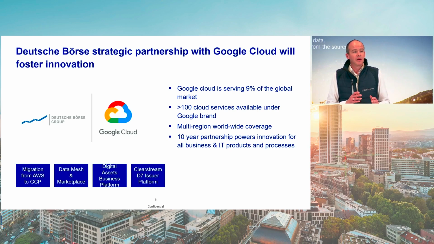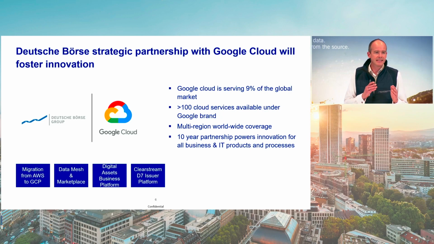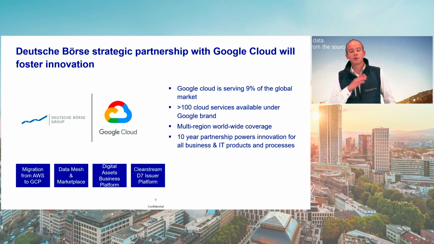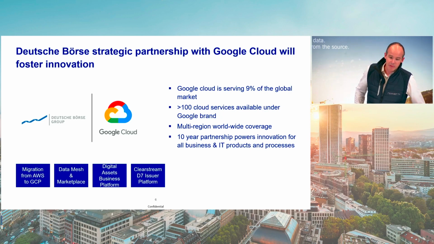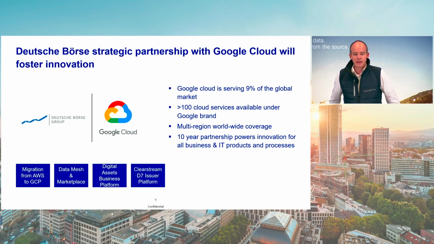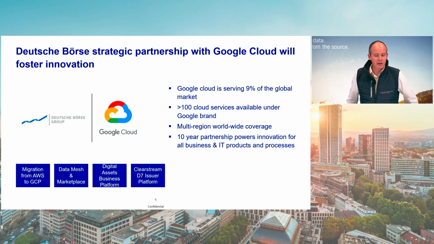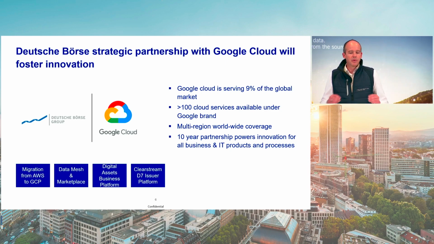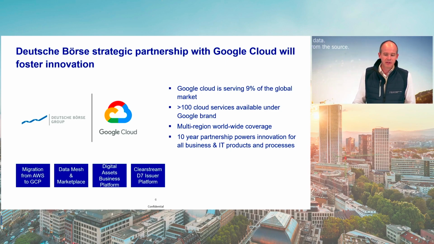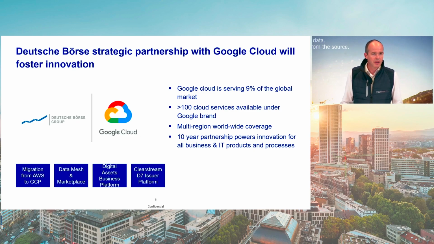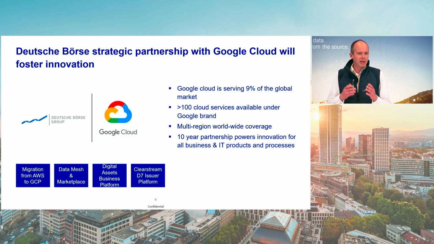We touched on that already. The cloud stream environment sits at the moment at AWS. It will move to Google Cloud. You all know Google Cloud. It's one of the big three cloud providers. The interesting part with Google Cloud is you have over 100 cloud services available under the Google brand. So from smaller services like a firewall to really AI, complex machine learning stuff. So it's really cool.